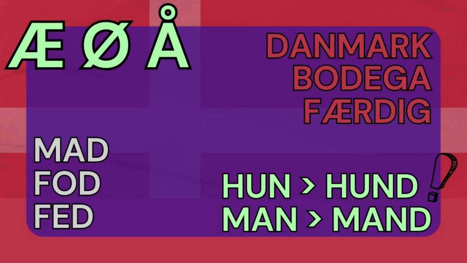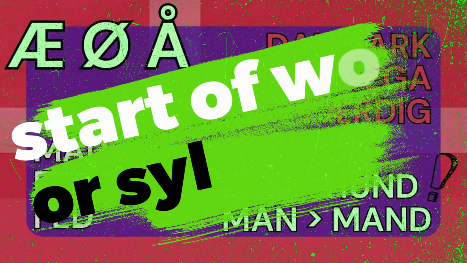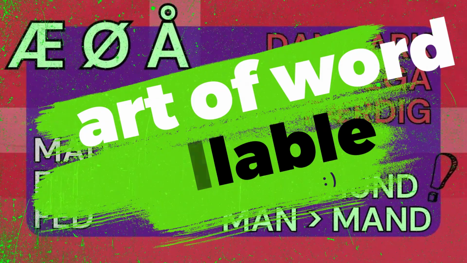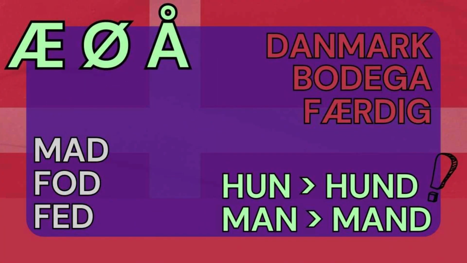We have Danmark, bodega, færdig. So you can hear hard D just like in English. When the D is at the start of a word or the start of a syllable, it is a hard sound. Danmark, bodega, færdig. However, when the D is at the end of a word after a vowel, it's what's known as soft. It sounds like this. Mad, fod, fid. It's very often associated with an L sound.